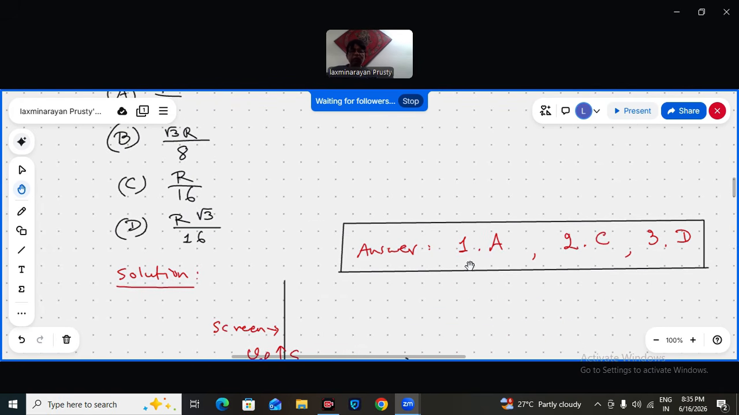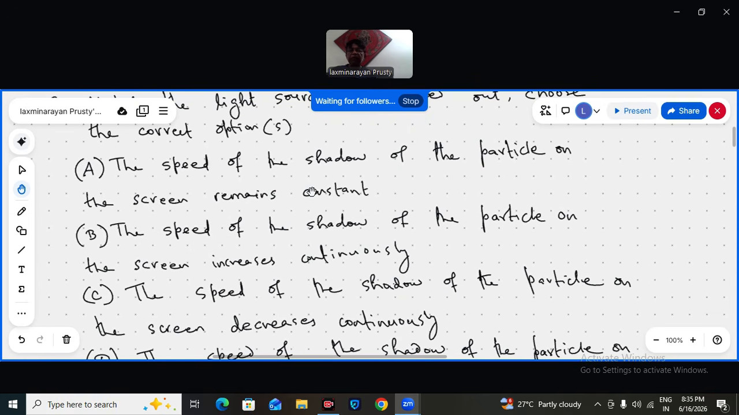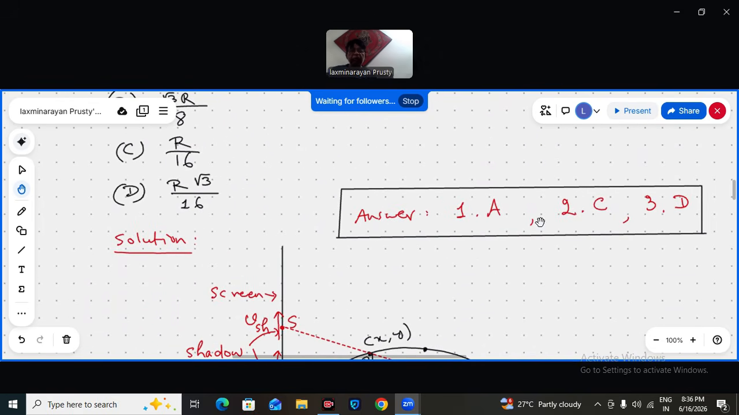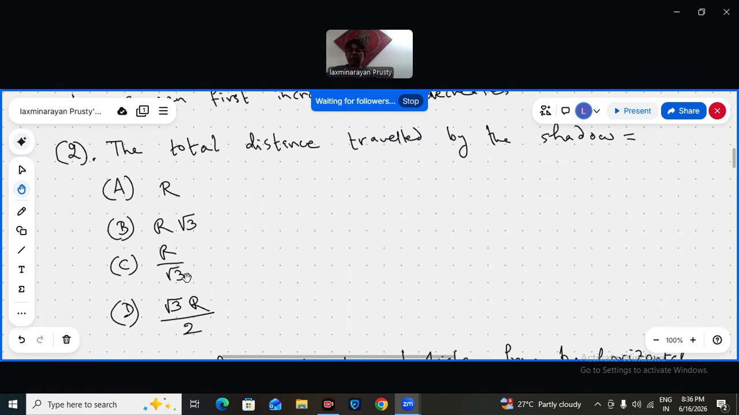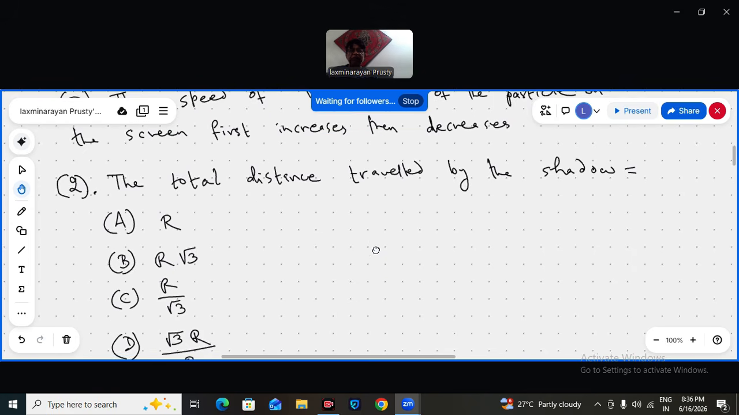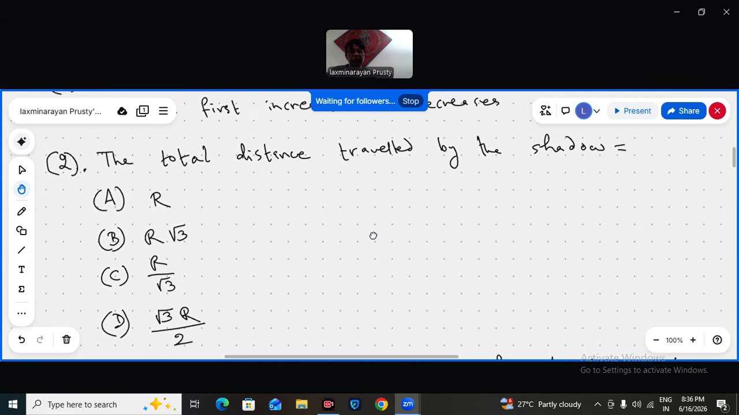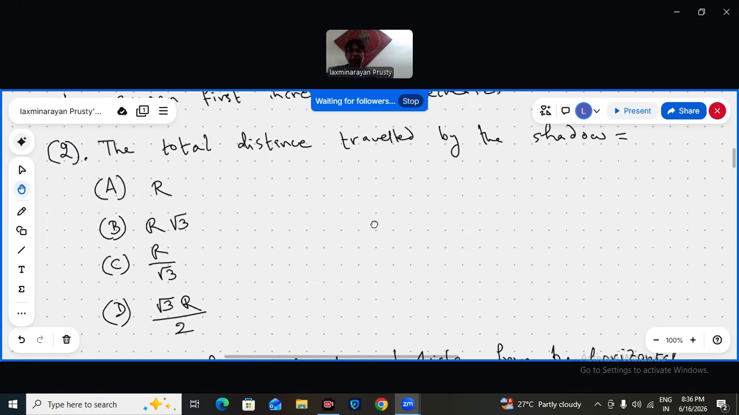Answers: for question 1, it is A. The speed of the shadow of the particle on the screen remains constant. For question number 2, it is C, R by root 3, the total distance traveled by this shadow just before the point source of light is knocked out.